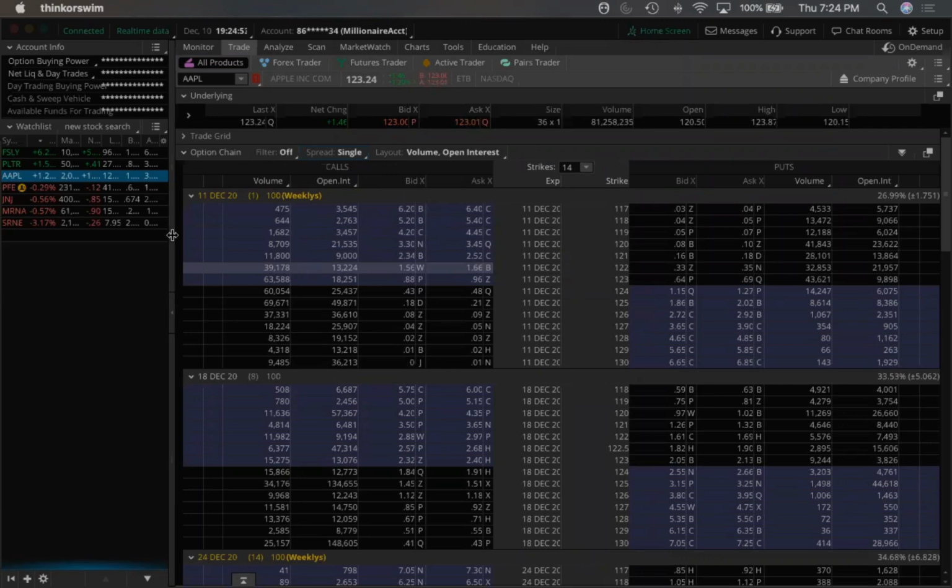If you just want to ride Apple for its price going up, you don't have to pick $15 out. I'm just giving you guys one strategy. Let's say I want to capitalize on its movement up. Well, I have a couple of options.